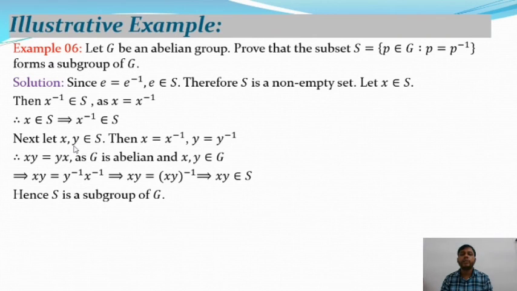Now let x, y be two elements in S, then from the above relation x is equal to x inverse and y is equal to y inverse. So these two relations are given. So therefore xy is equal to yx, you know that G is an abelian group and x, y belong to G. So therefore xy is equal to y inverse into x inverse, where y is equal to y inverse and x is equal to x inverse. So this implies xy is equal to (xy) inverse, and you know that (xy) inverse is equal to y inverse into x inverse. So therefore xy belongs to S.